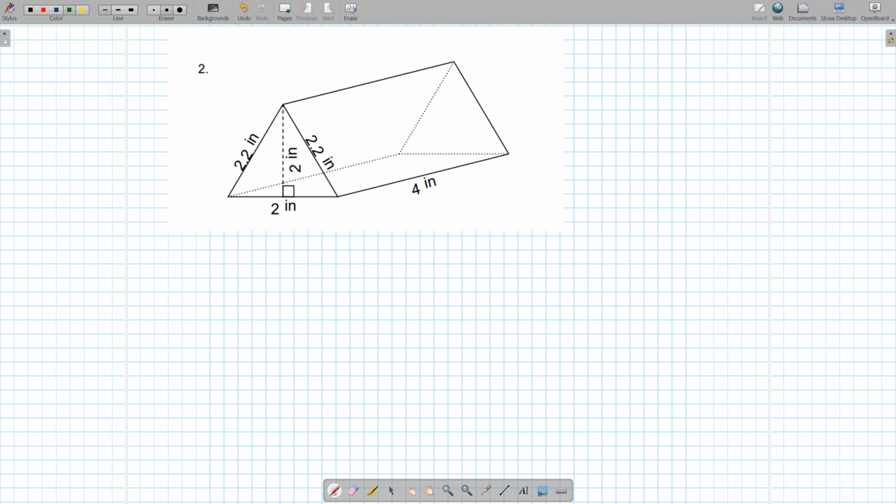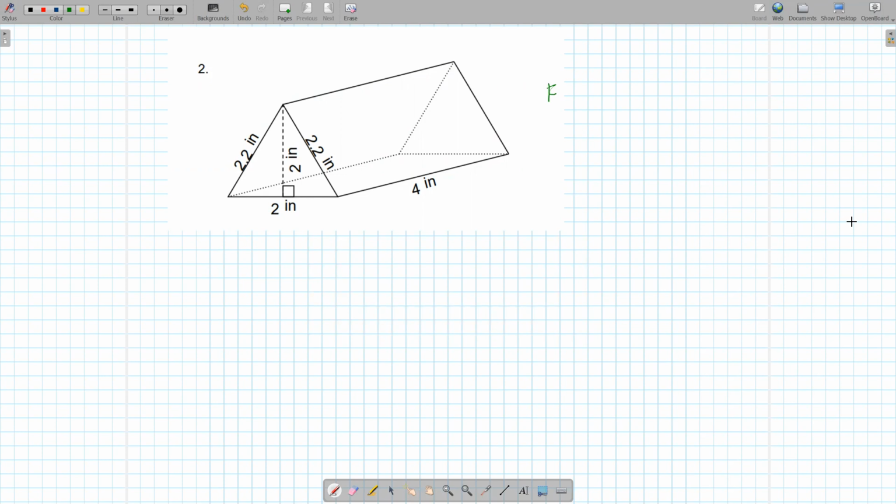Now notice there's only 5 sides. Before in our rectangular prism, we had 6. Here we only have 5 sides. So let's do the front and the back. What will be the area for the front face? The front face is a triangle, correct? What's the formula for the area of a triangle?